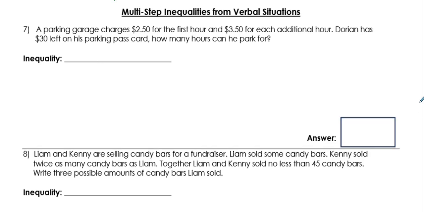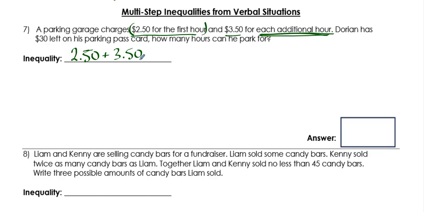All right, now we're going to have more than one step involved. Parking garage charges $2.50 for the first hour and $3.50 for each additional hour. Dorian has $30 left on his parking pass card. How many hours can he park for? All right, so the first hour is $2.50. We're charged that right away. Plus, it's $3.50 for each additional hour.